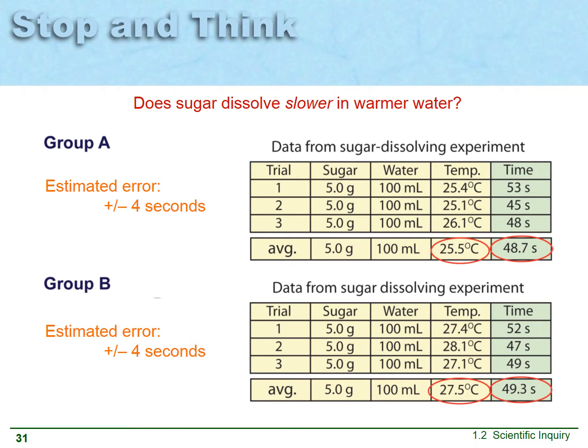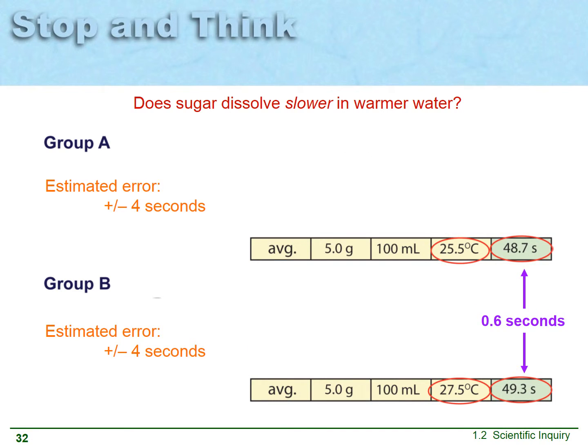The largest difference between the data for group A and the average is 53 seconds minus 48.7 seconds, which gives us an estimated error of about plus or minus 4 seconds. Looking at group B, we see the largest difference between its average is 52 minus 49.3 seconds, or about plus or minus 3 seconds.